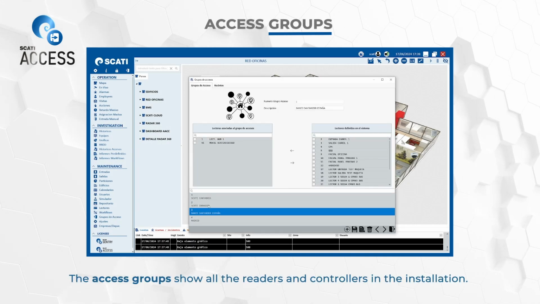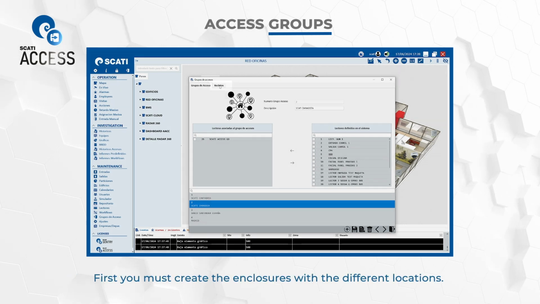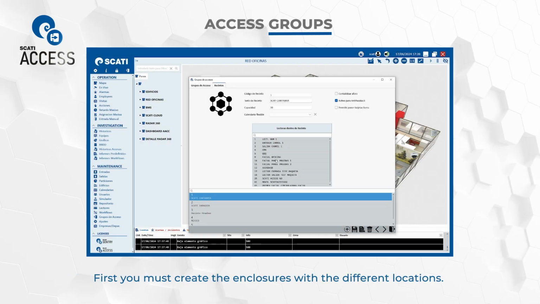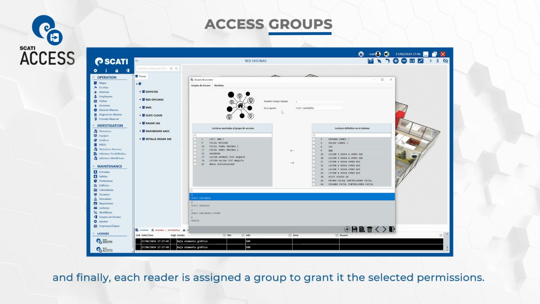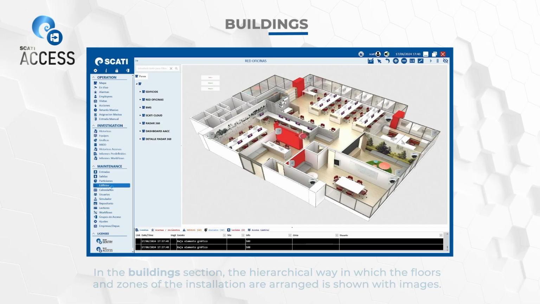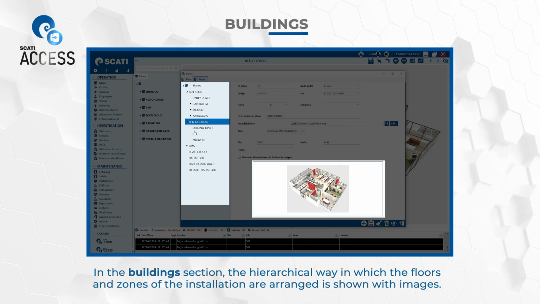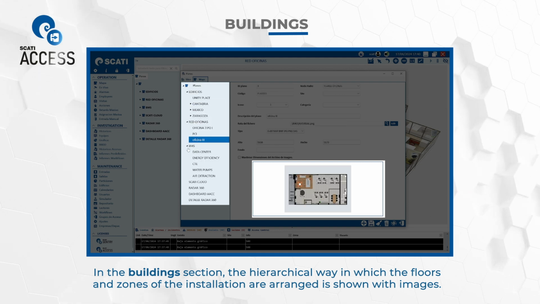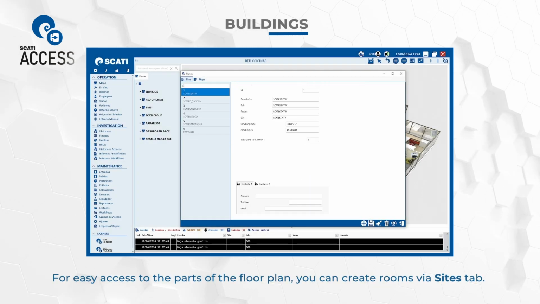The access groups show all the readers and controllers in the installation. First, you must create the enclosures with the different locations. Then, an identifying name is given to each group, and finally, each reader is assigned a group to grant it the selected permissions. In the Buildings section, the hierarchical way in which the floors and zones of the installation are arranged is shown with images. For easy access to the parts of the floor plan, you can create rooms via Sites tab.